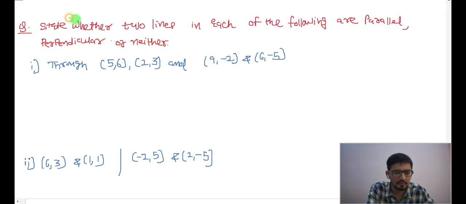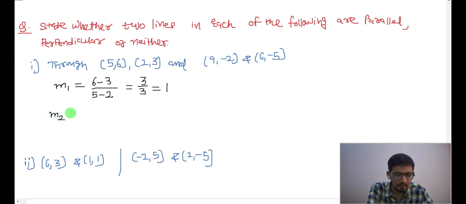Okay, one line is passing through these 2 points, another line is passing through these 2 points. So when 2 points are given, how to find the slope? For example, the slope of the line passing through these 2 points, say m1. Delta y upon delta x, so 6 minus 3 divided by 5 minus 2. 6 minus 3 will be 3 and 5 minus 2 will be 3. The answer is 1.